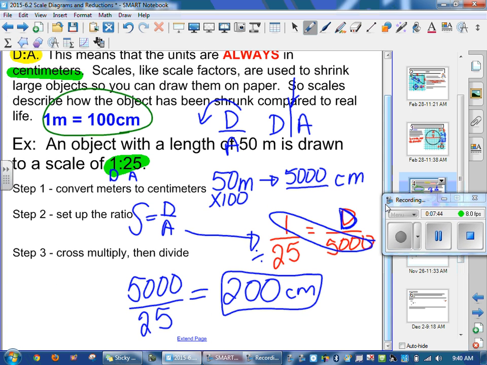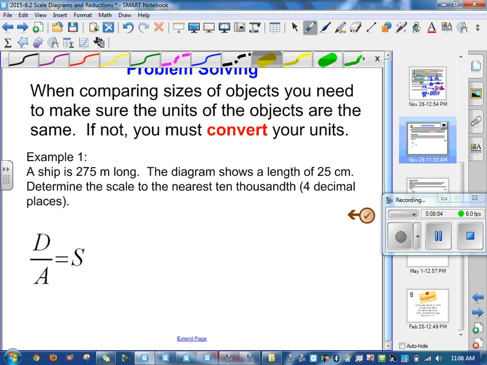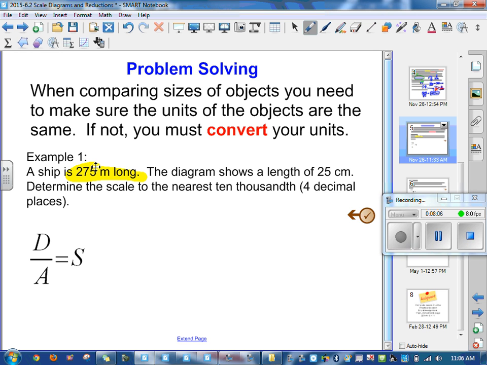When problem solving, we need to compare sizes of our objects. We have to make sure that we have our units the same. That's one of our basic things we have to remember, because our actual real-life objects are usually in meters or larger. So in this case, we've got a ship that has a length of 275 meters. So we need to change that meters into centimeters. How come? Because our diagram length on our page is always centimeters.